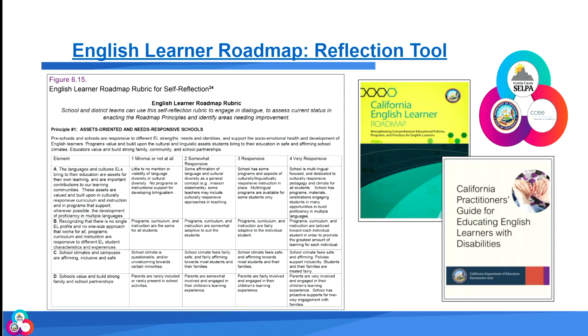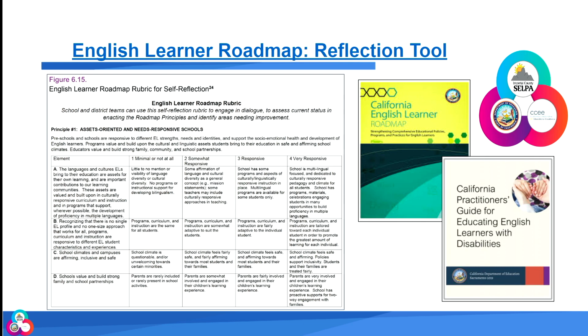So circling back to one of our state resources, or California policy, in this case, the English Learner Roadmap. This figure 6.15 is a reflection tool that we really appreciate. Again, as we stated earlier today, the type of support, the training, the resources that we provide are tools designed to help us reflect, to help us think about our current practices, to help us think about our current policies, and do our practices match the policies, or which do we need to refine? So we appreciate reflection tools.